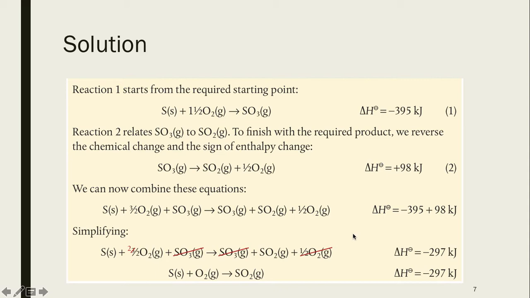To get the overall enthalpy change, we take the negative 395 and we're going to add 98, because remember, we flipped the equation, so we flipped the sign. You add that together and you get an enthalpy change of negative 297 kilojoules. So most likely what's going to happen is you're going to be given some equations and you're going to have to manipulate them. You could flip them, or as you'll see later on, you might have to multiply by 2, 3, etc. So you must do whatever you can to those equations to get your final answer.